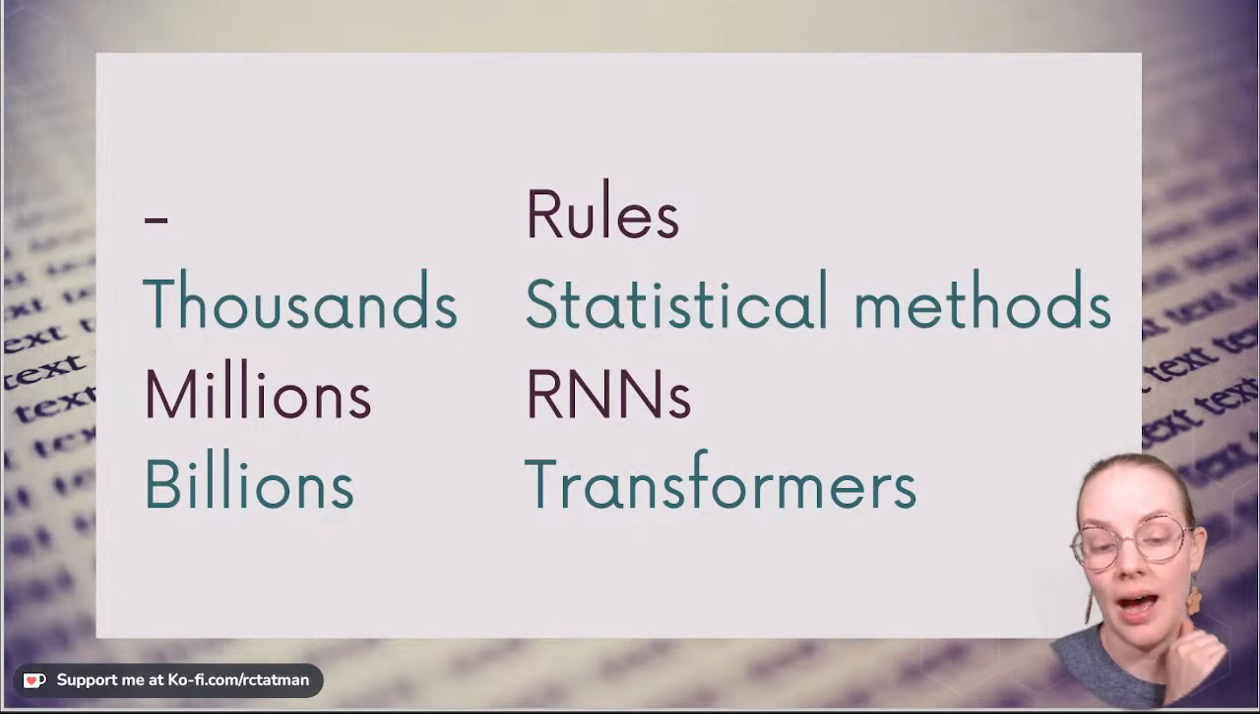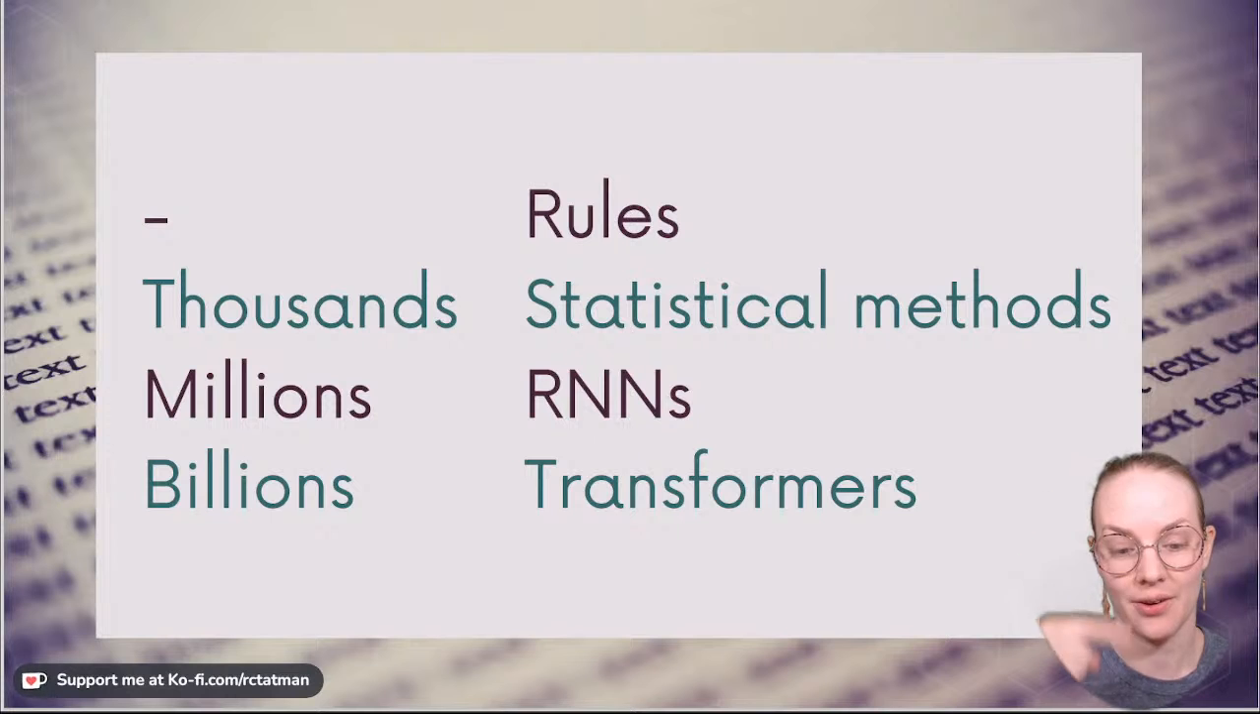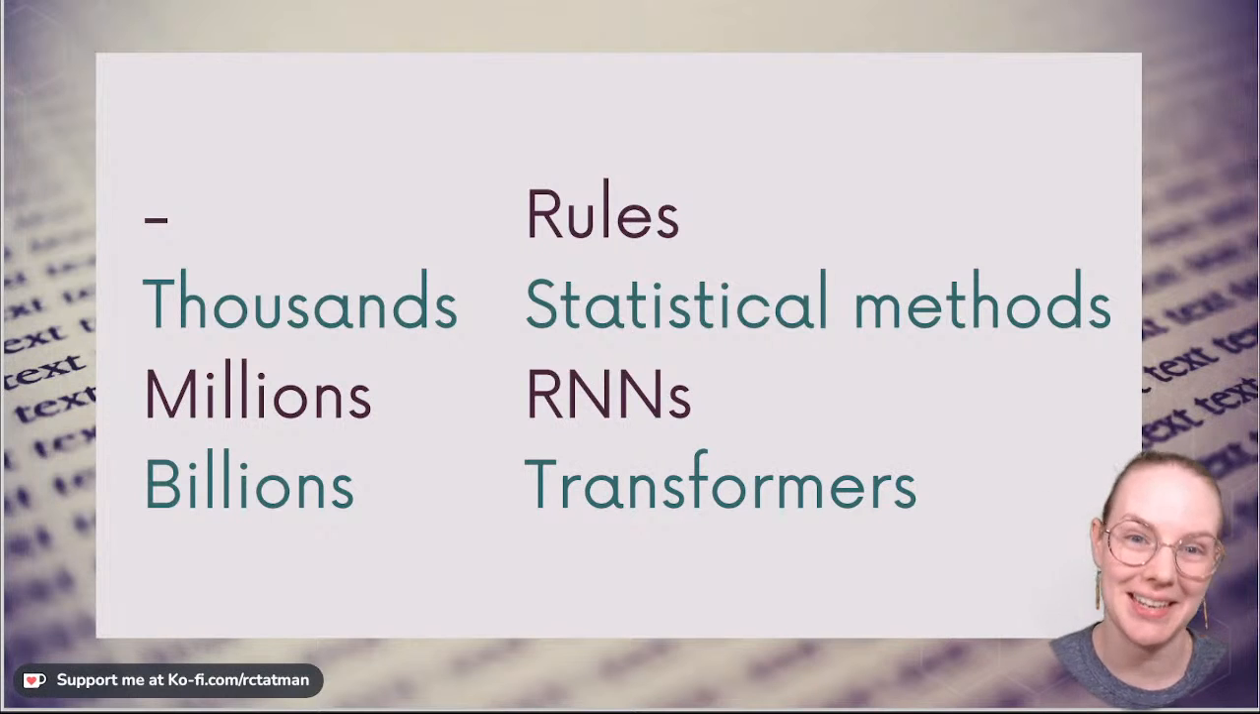I will say that going top to bottom, these are ranked by the amount of data they need. They're ranked by age of the field. They're also ranked by expense, right? So rules are going to, at least to build initially, be cheaper, because you're just paying for the time of the engineer who's writing the rules.